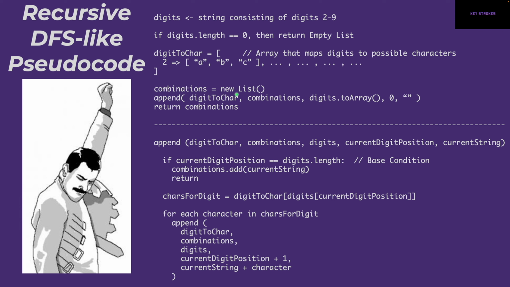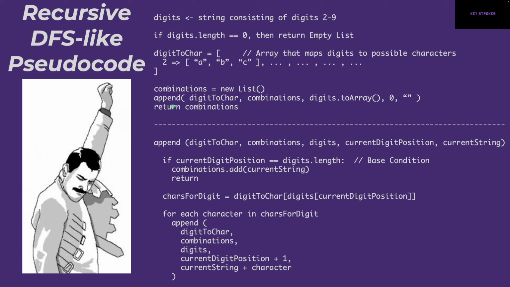Now we create a new list, combinations, which will store all of the combinations that are possible. And then we call this append function, which will be our recursion function. To this, we pass our digit to character map that we created up here, the combinations list that we created here, and we pass all of the digits that we know of, converted to an array so that we can iterate on it easily. And then we pass a 0, which represents the current position that we are working on in this digits array. And then we pass an empty string, which basically tracks the string that we have formed so far. So let's see what the recursive function looks like.